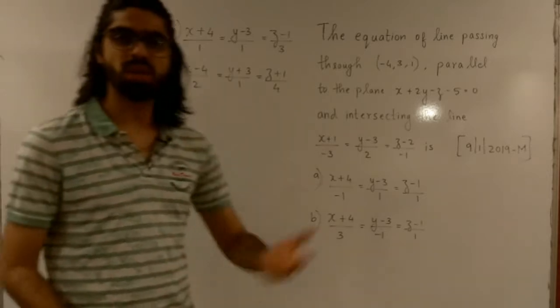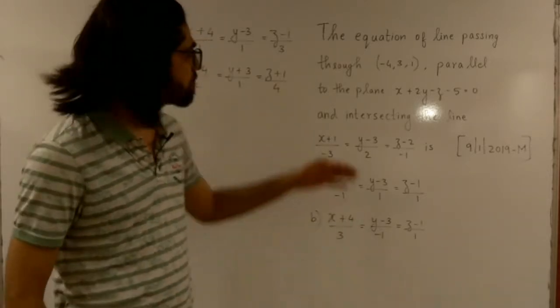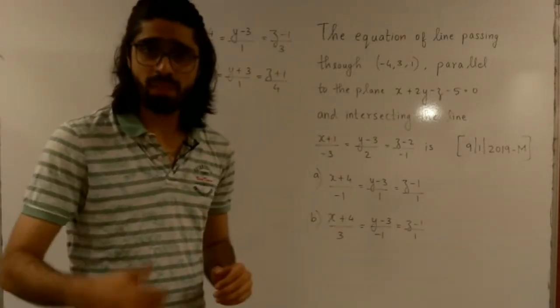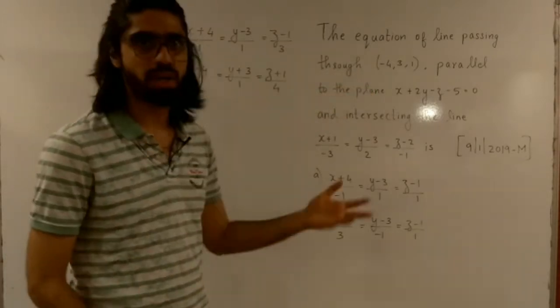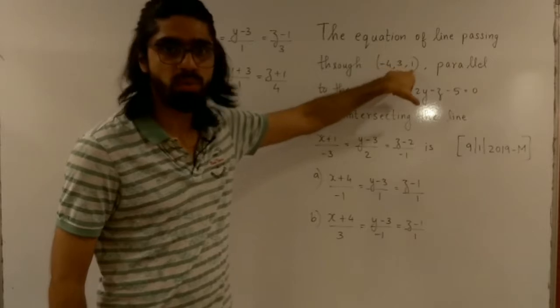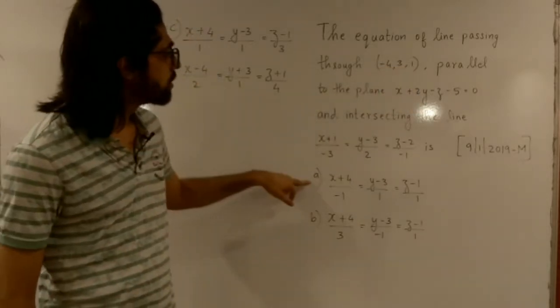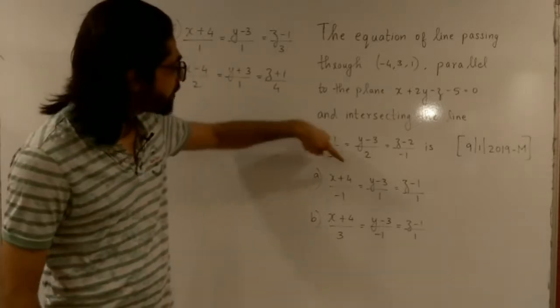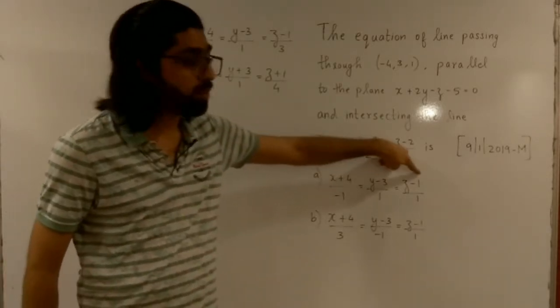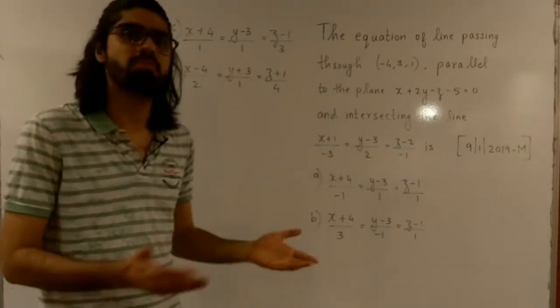So what you can do is start eliminating the options from whatever conditions you already know. That will make our work a little easier. I know that my required line passes through -4, 3, 1. Check the first option. This line is passing through a fixed point, and that fixed point is -4, 3, 1. It might be my answer, it may not be.